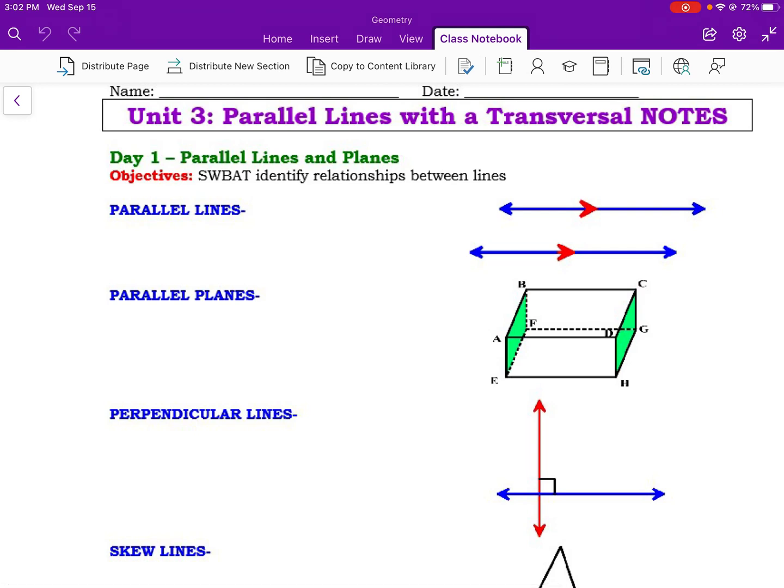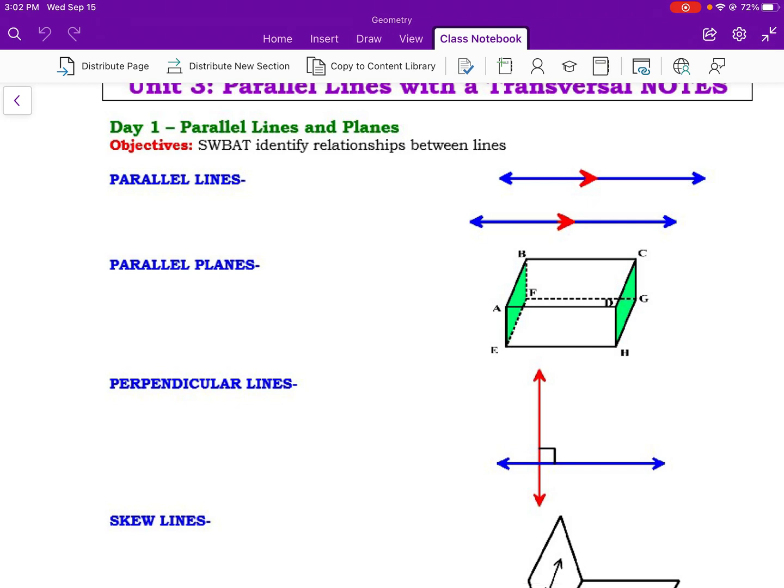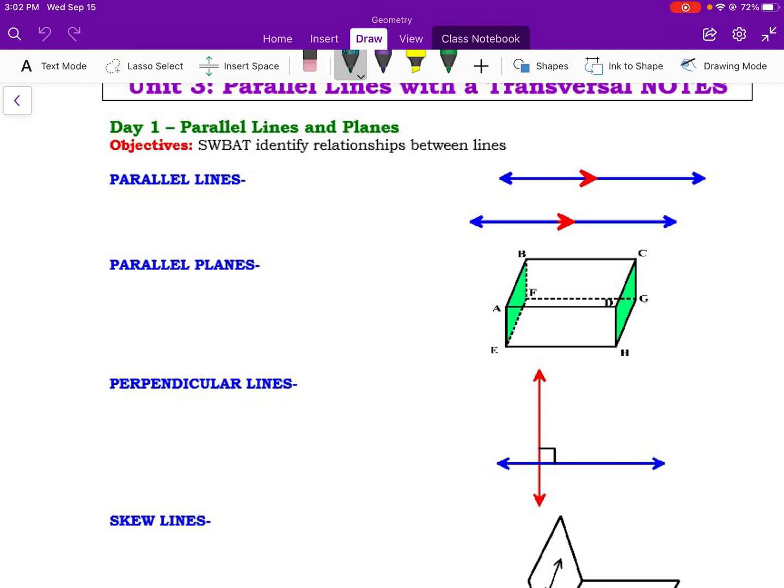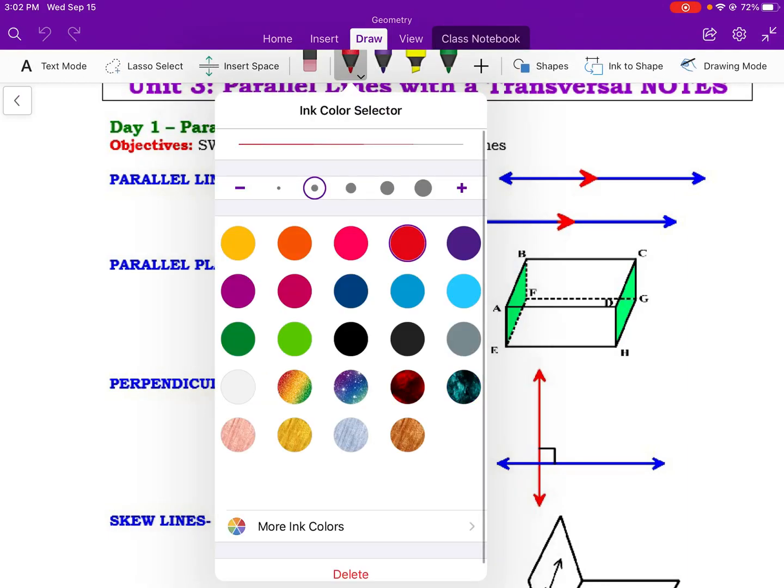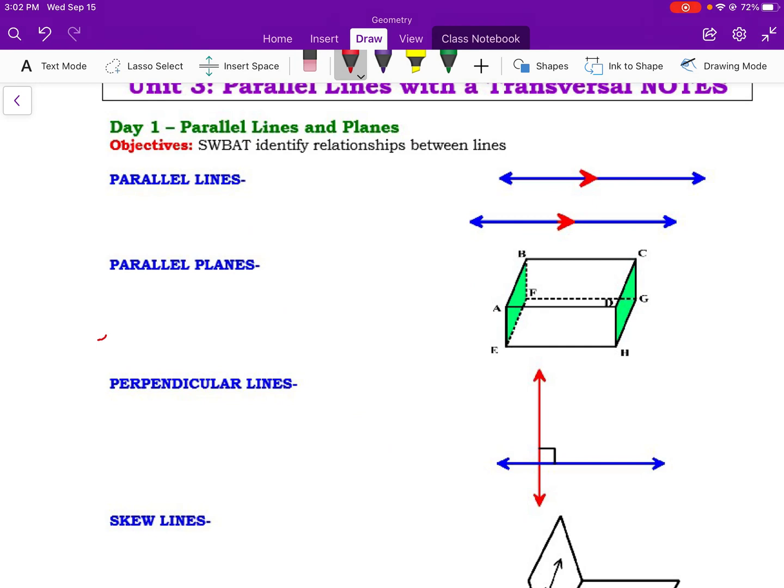We are today starting out with Unit 3, covering Day 1 on parallel lines and planes. And we're going to be pretty definition intensive at the beginning here. So some of these concepts you might already be familiar with, but we're just going to provide a formal definition. So first one here to discuss is a parallel line.